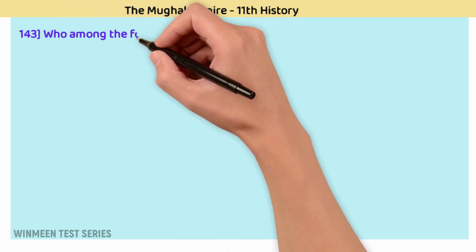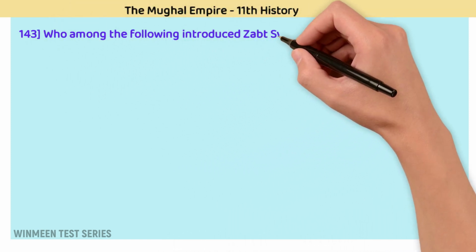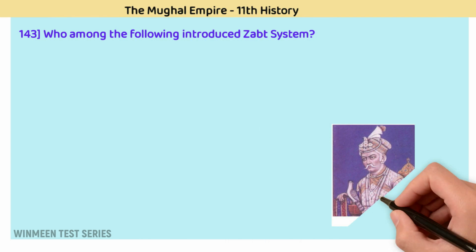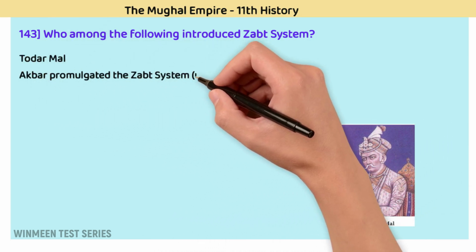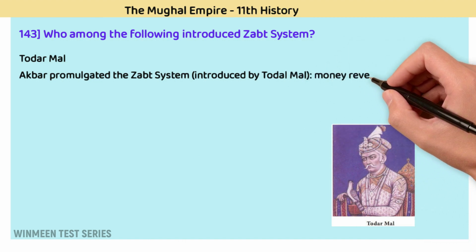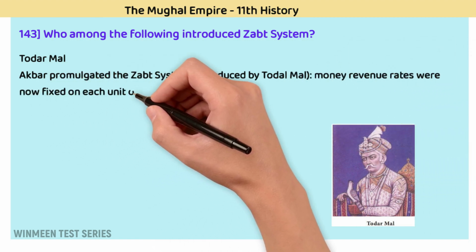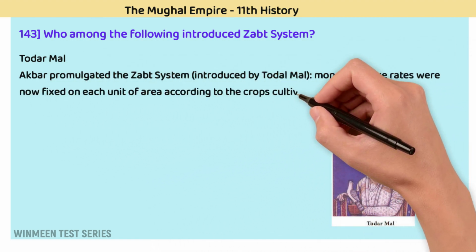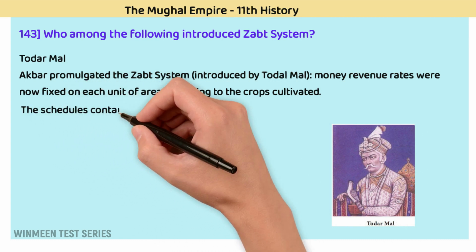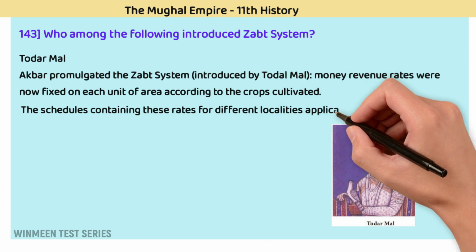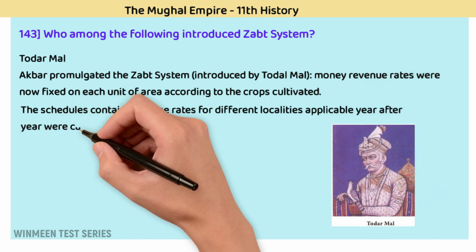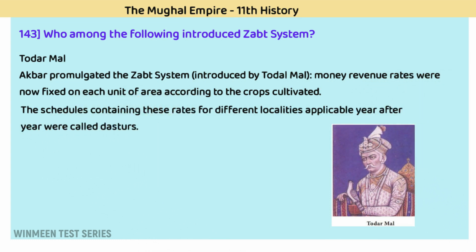Question number 143. Who among the following introduced Zabt system? The answer is Todarmal. Akbar promulgated the Zabt system, which was introduced by Todarmal. Money revenue rates were now fixed on each unit of area according to the crops cultivated. The schedules containing these rates for different localities, applicable year after year, were called dastres.